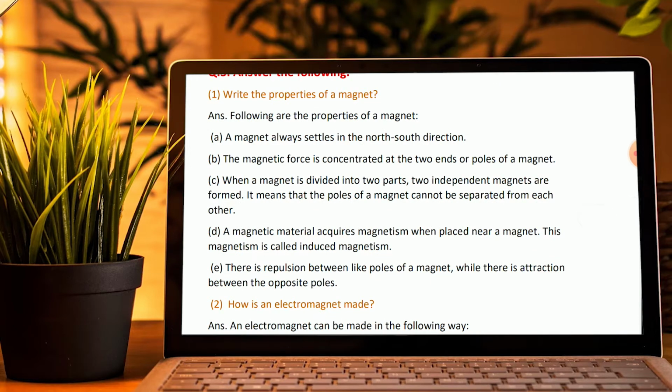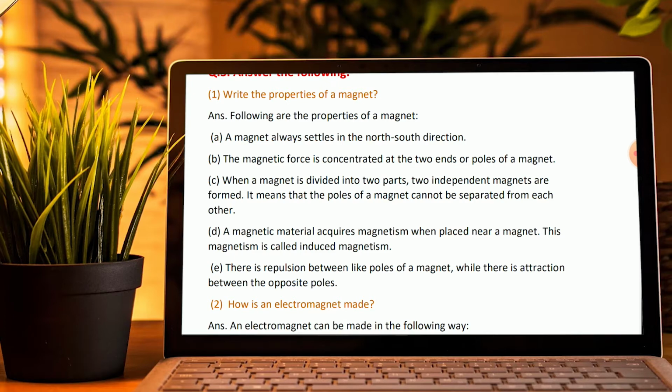Answer the following questions. First, write the properties of a magnet. Answer: Following are the properties of a magnet. A. A magnet always settles in the north-south direction. B. The magnetic force is concentrated at the poles of a magnet. C. When a magnet is divided into two parts, two independent magnets are formed. It means that the poles of a magnet cannot be separated from each other.